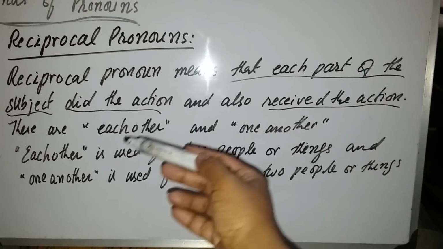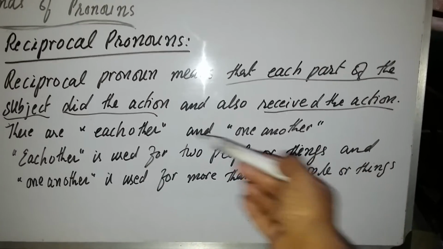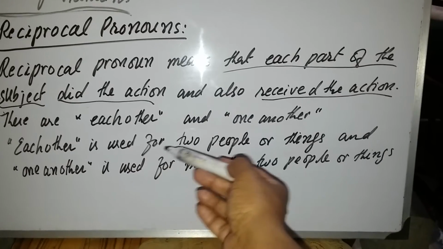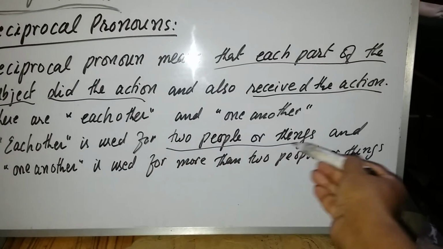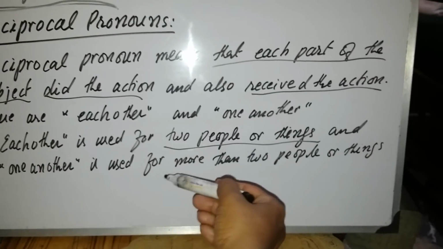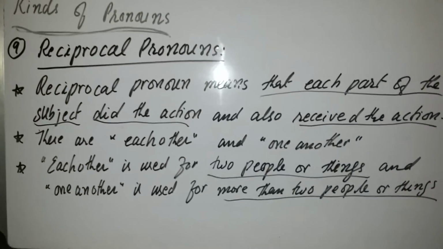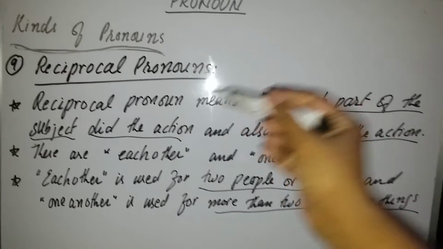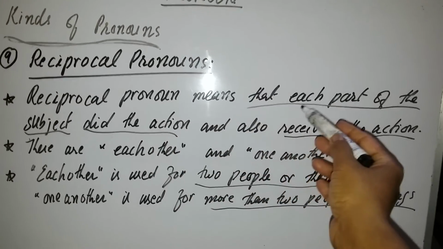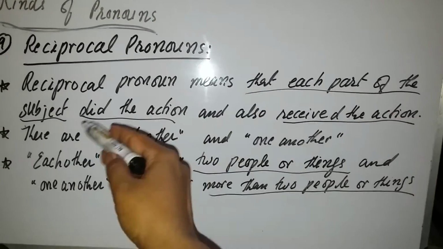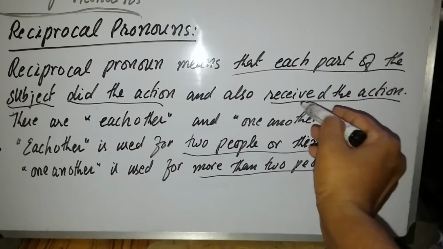There are two in number, each other and one another. Each other is used for two people or things, and one another is used for more than two people and things. These are reciprocal pronouns. Reciprocal pronouns mean that each part of the subject did the action and also received the action.